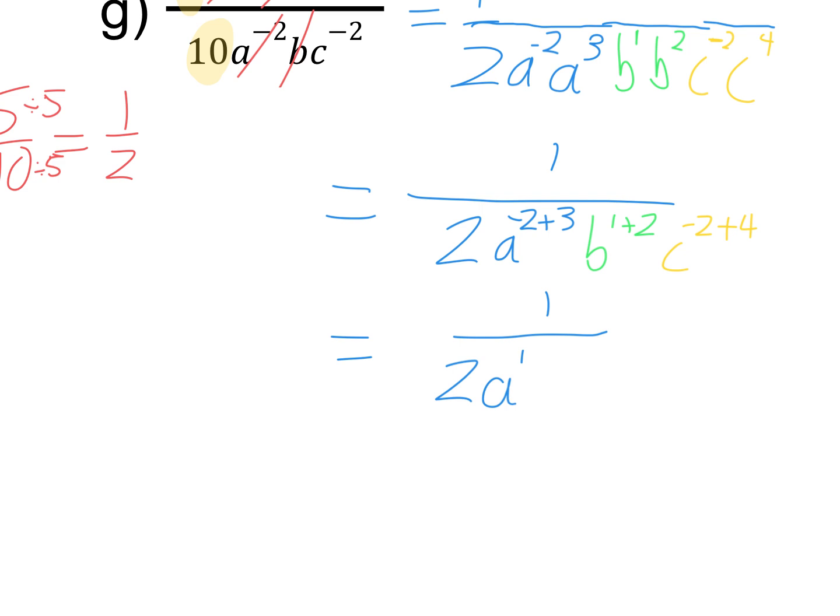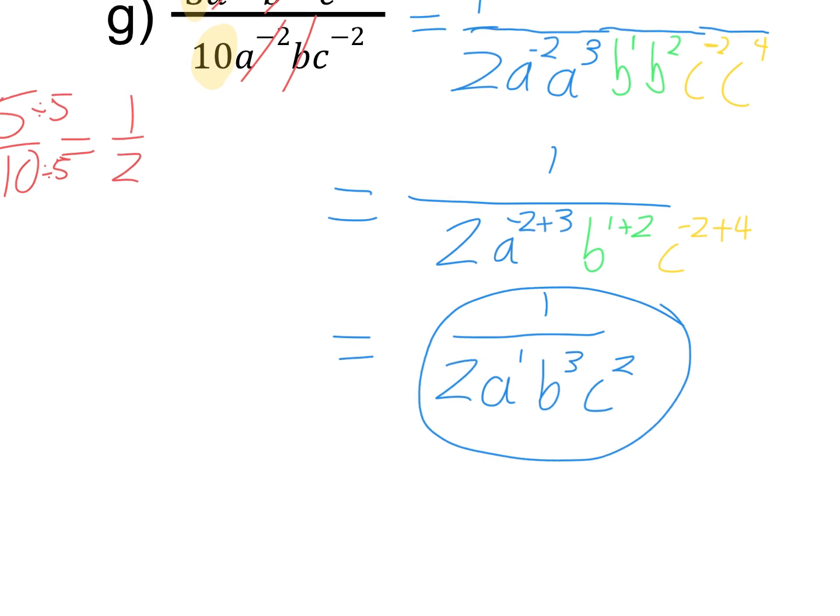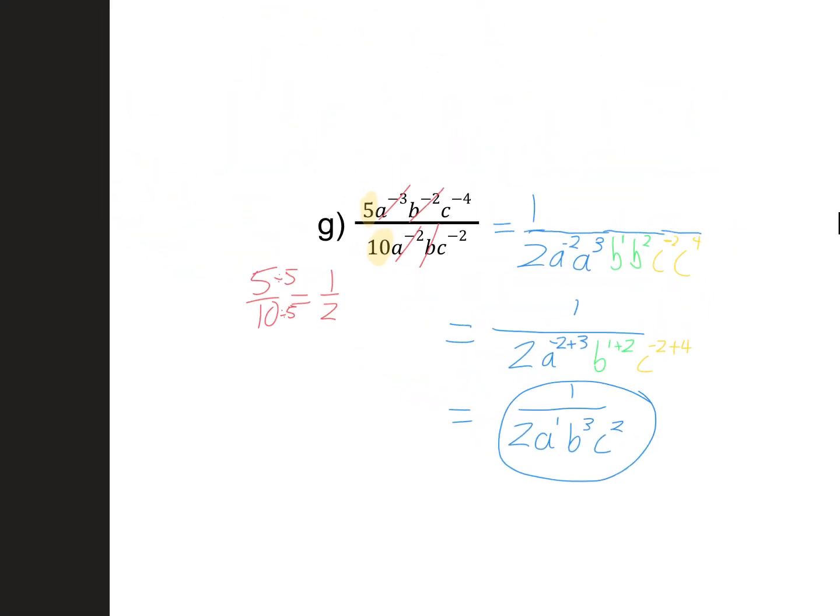I'm just going to use the color blue since I'm writing my final answer now. So then b, I have b to the 1 plus 2, so that would be b to the third. And then I have c to the negative 2 plus 4. So negative 2 plus 4 is going to be just 2. Okay, I know that was a ton of work, but we finally got to our answer using the exponent rules that we know.